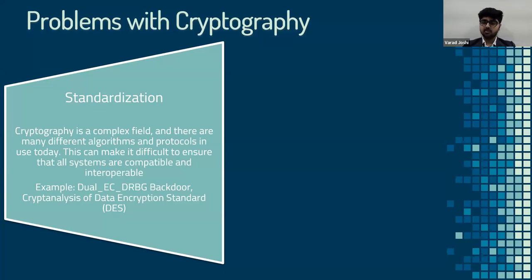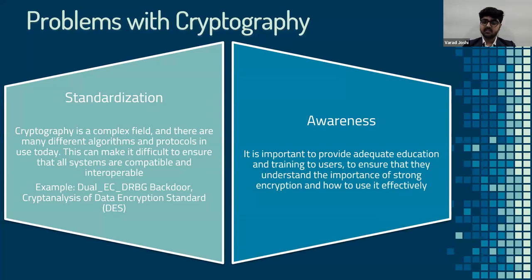Now let's talk about the other problems. The other problem is awareness. As we all know cryptography, but we don't know how important it is or how it can be implemented or how much can be implemented. And because of that, loss of data may happen.